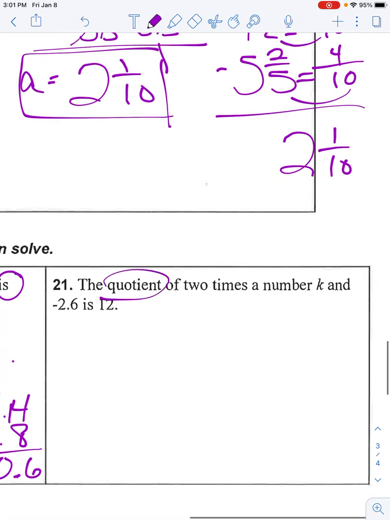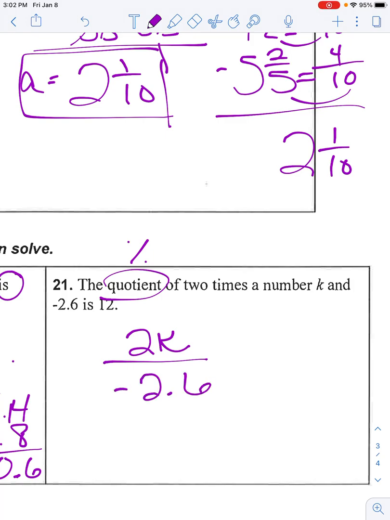Okay. 21, write the word sentence as an equation. Quotient means we're dividing. The quotient of 2 times a number k, 2 times a number k, and a negative 2.6. So the quotient of 2 times a number k and negative 2.6 is 12. That's what your equation should look like.